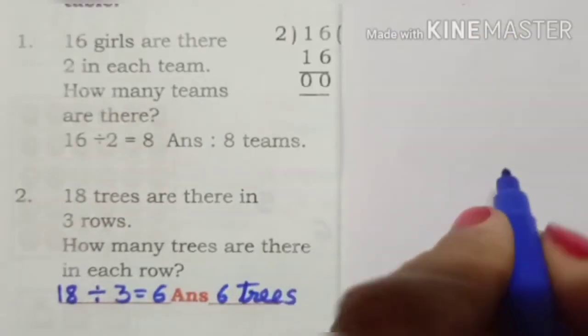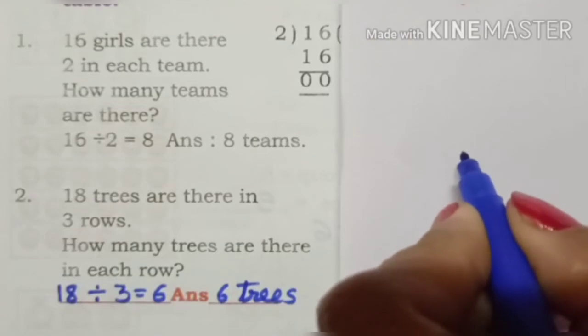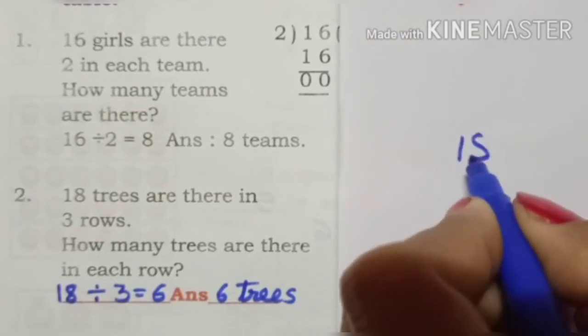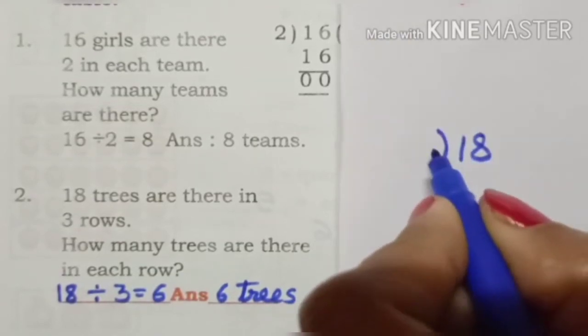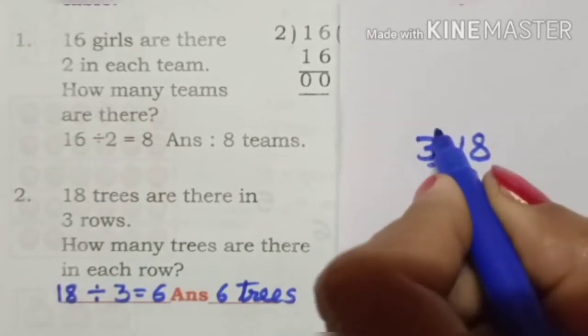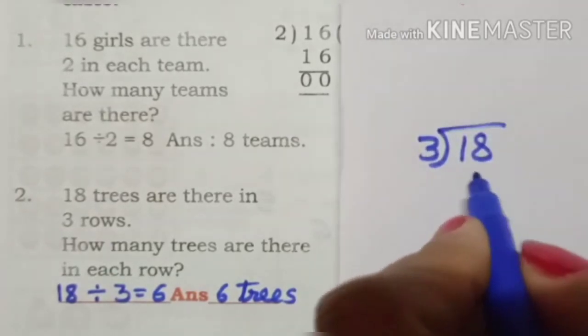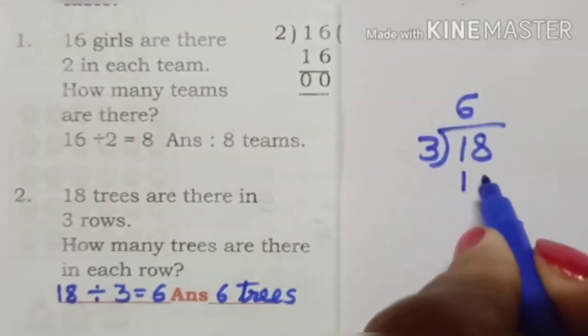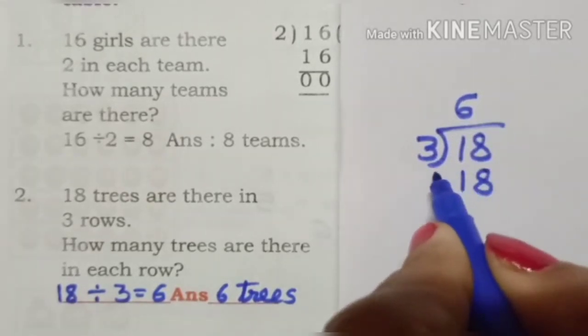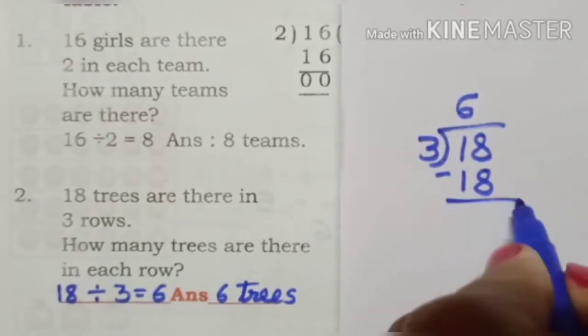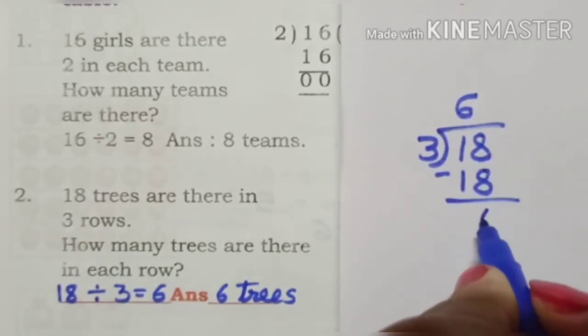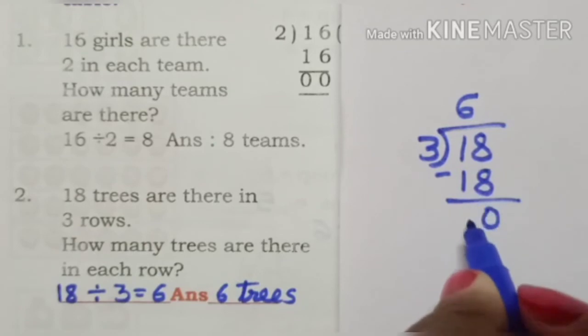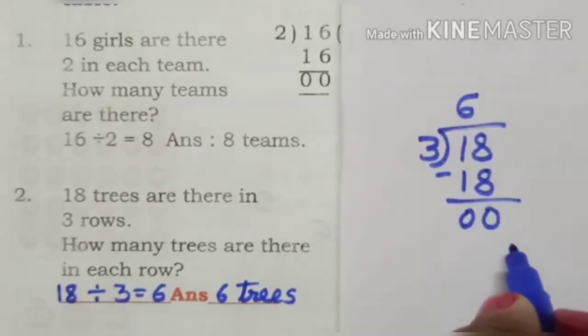We make a division here. 18 divided by 3. 3 6s are 18. Subtract here. 8 minus 8 is equal to 0. 1 minus 1 is 0.